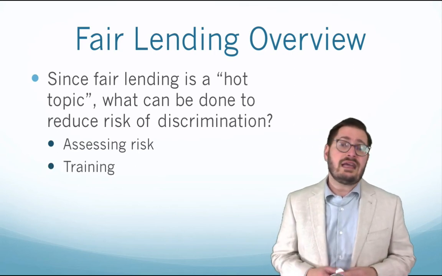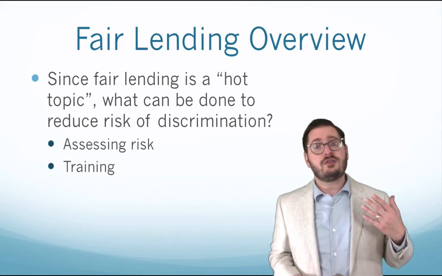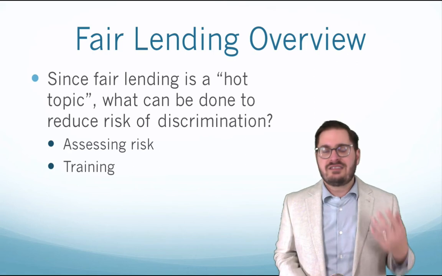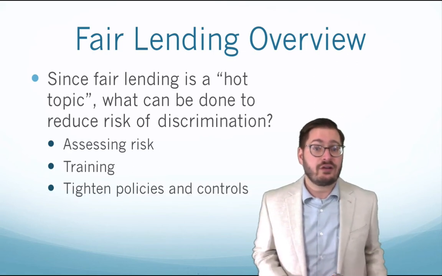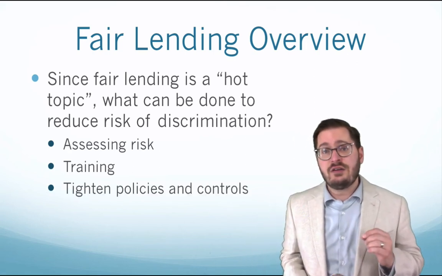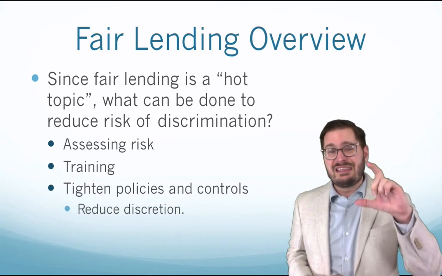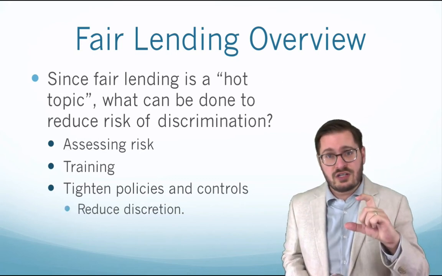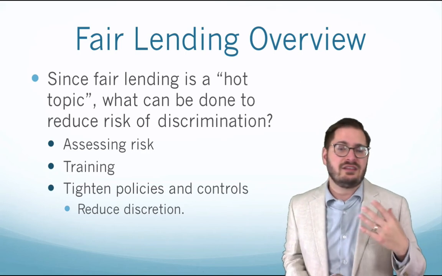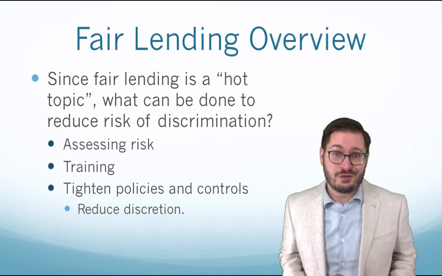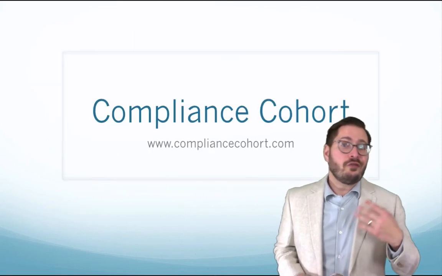The second thing is to conduct training, to tell your lenders what they can do and what they can't do. Training is an essential element of mitigating risk for fair lending. And finally, the third thing you can do is to tighten your policy controls, with the bottom line being to reduce the amount of discretion that your lending staff have, because lending discretion almost always results in fair lending issues. So that is our overview of fair lending.